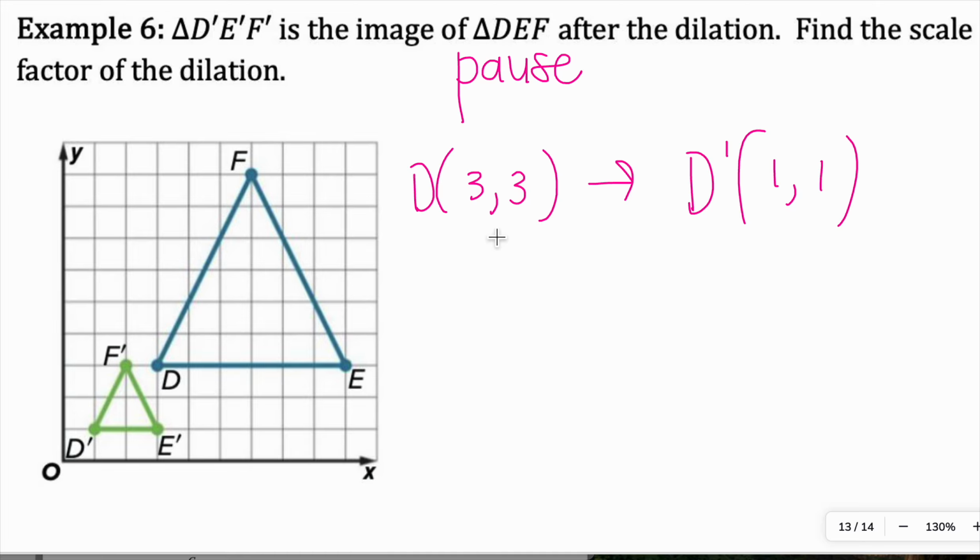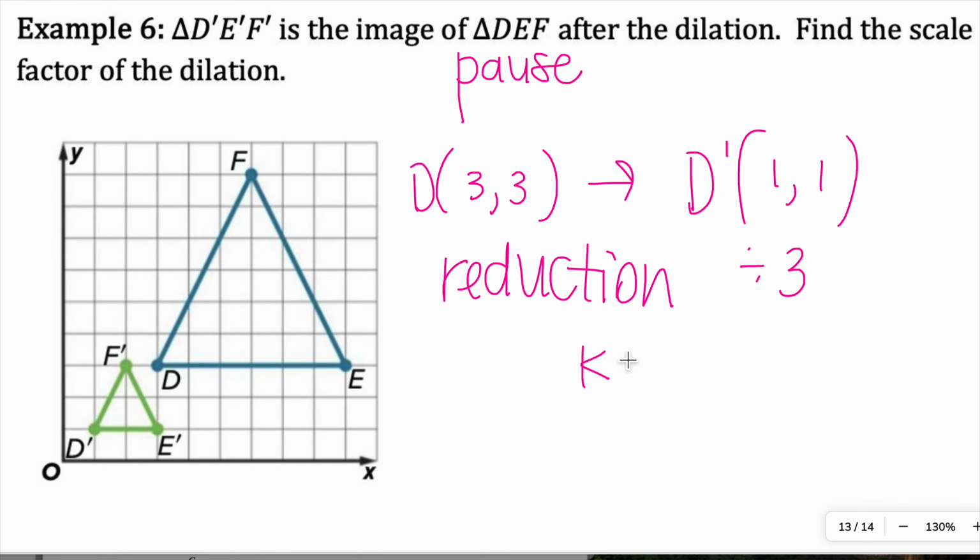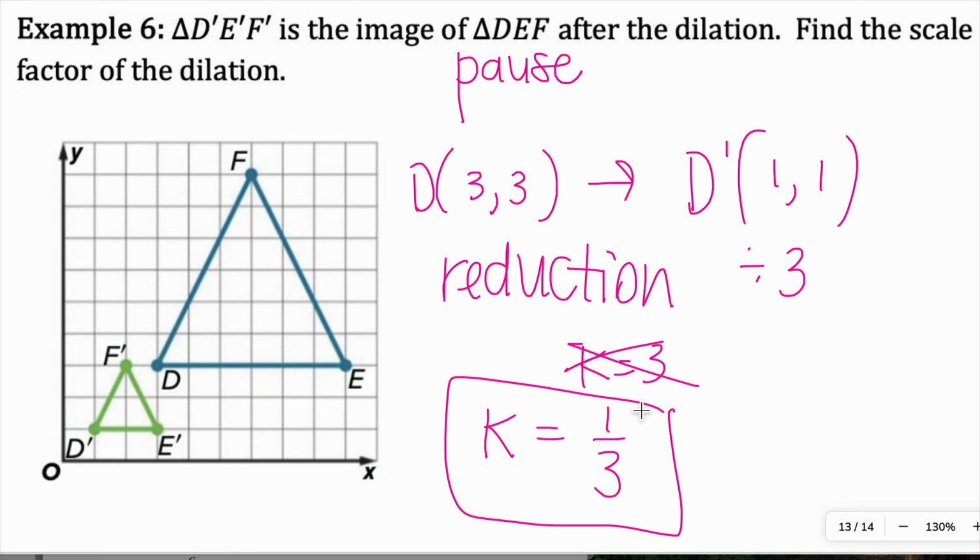So I'm noticing it's not multiplying, it's dividing. So this will be a reduction. And it's dividing by 3, but I can't say my scale factor is equal to 3. That means it would get larger. So dividing by 3 means I'm making it 1/3 of the size. So K is equal to 1/3.